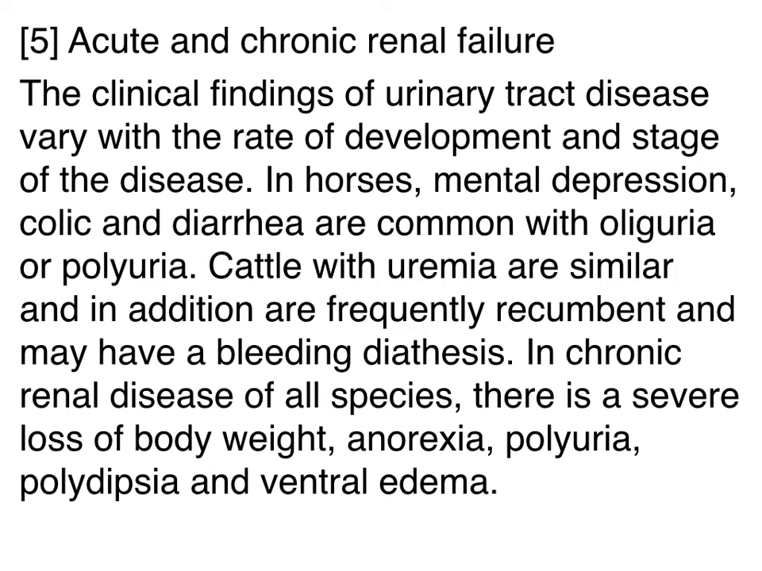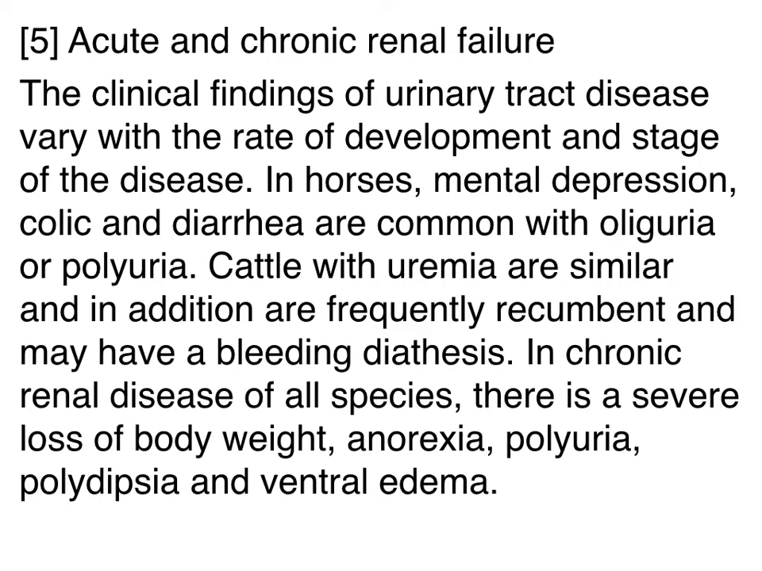The other changes are acute and chronic renal failure. The clinical findings of urinary tract disease vary with the rate of development and stage of the disease. In horses, mental depression, colic, and diarrhea are common with oliguria or polyuria. Cattle with uremia are similar, and in addition are frequently accompanied by diarrhea and may have bleeding diathesis.